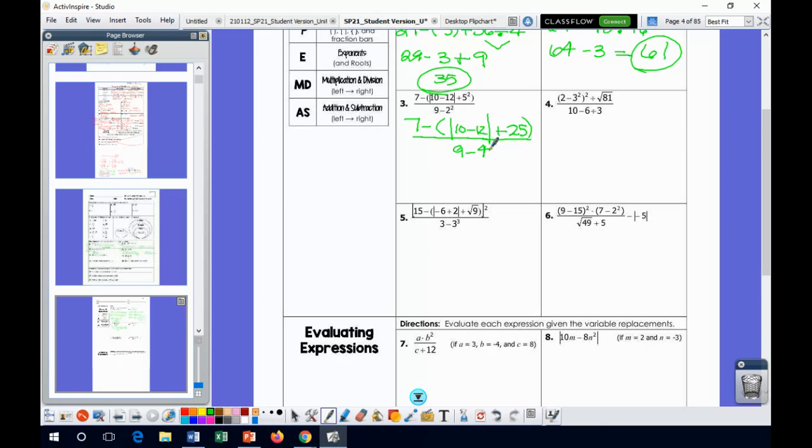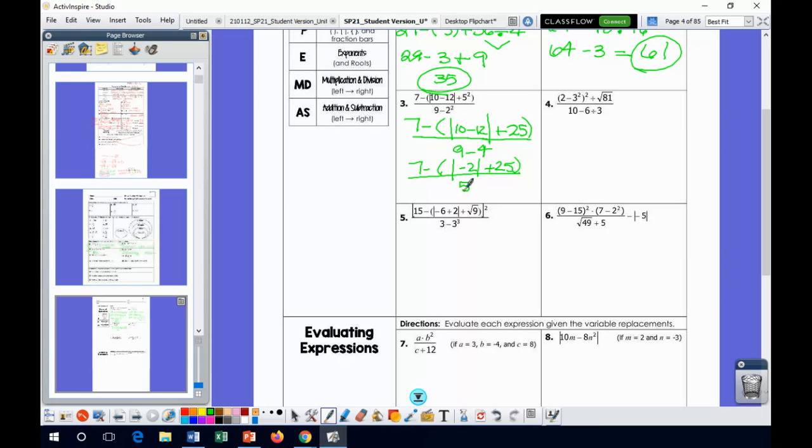It looks like the bottom layer is getting done a lot faster than the top layer. Do you agree? Yes. So now we've got 7 minus the absolute value of 10 minus 12, which is negative 2, plus 25, over 9 minus 4, which is 5. So our bottom layer is done.